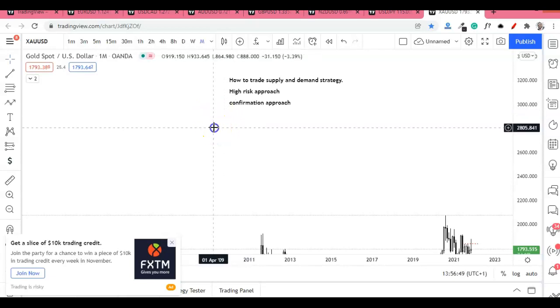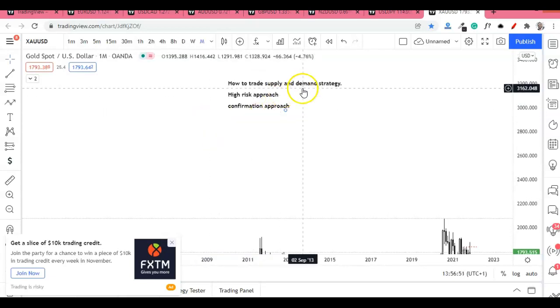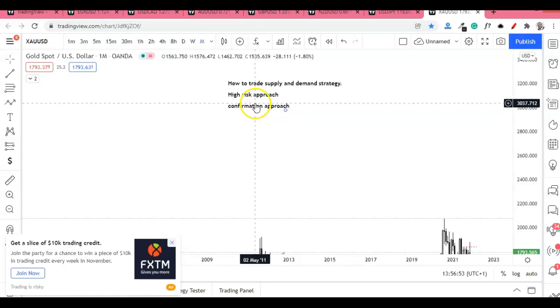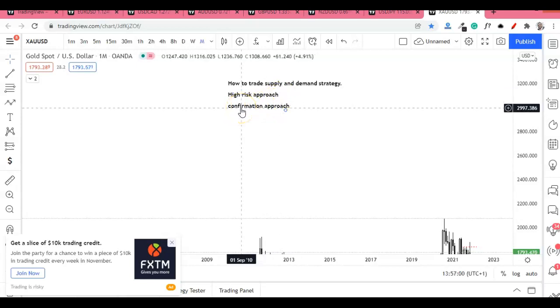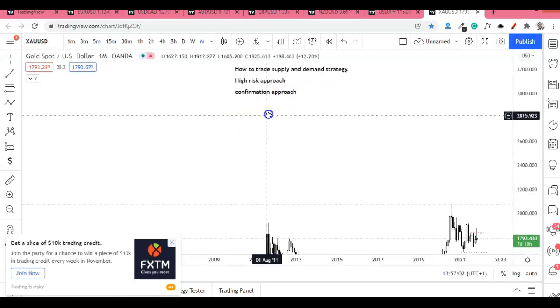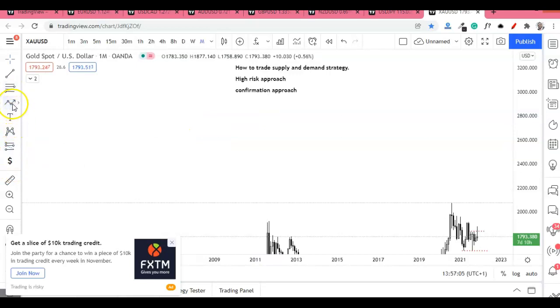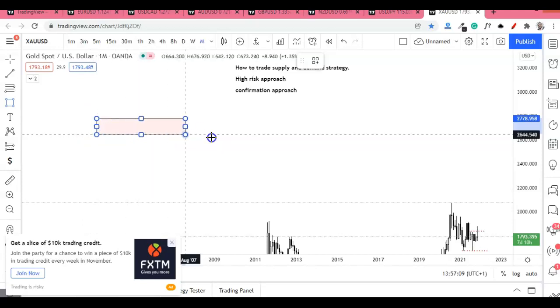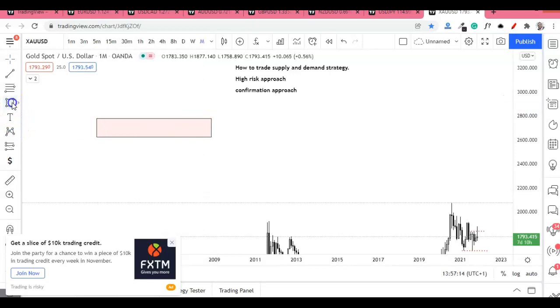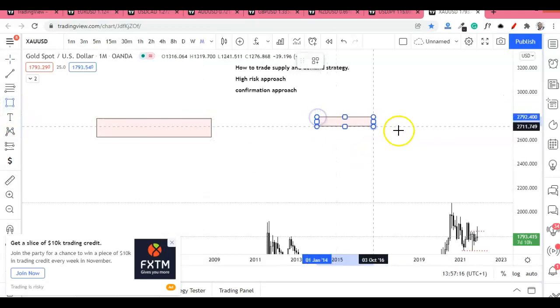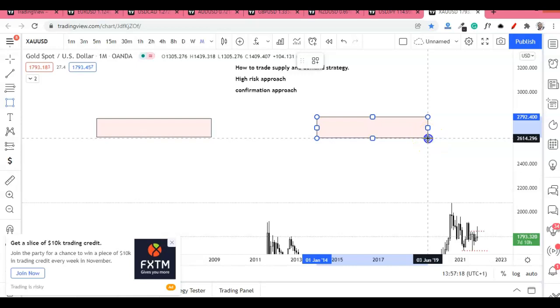The last slide here is how to trade the supply and demand strategy. There are two approaches to this. We have the high risk approach, and we have the confirmation approach. Remember, our base is what we call the point of interest, POI, or area of interest. Okay, whatever name you want to give to it, doesn't matter. What matters is your understanding of how the strategy works.